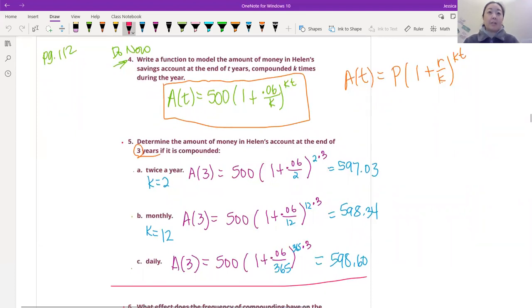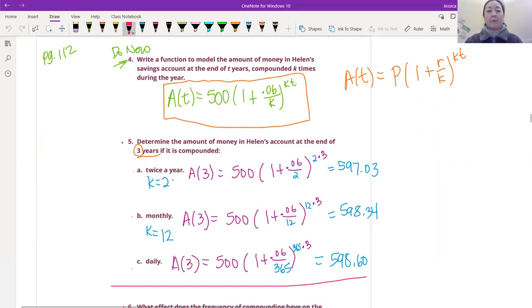All right, and so we wanted to determine the amount of money in Helen's account at the end of 3 years. So we know that T is equal to 3. So notice here it is A of 3, right? Because it's for 3 years. And it's going to be compounded. Now we are going to calculate it 3 times: once with twice a year, once with monthly, and once with daily.